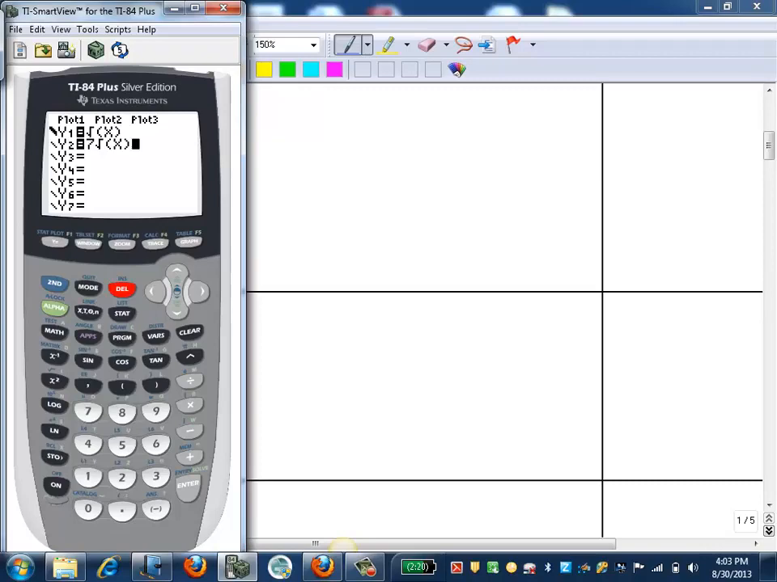Now I have as the parent function y1 equal to the square root of x, so that's our plain square root of x function, and then y2 is 7 times the square root of x. Again, I've got the standard viewing window, -10 to 10 on both axes. If I go and graph, there's the parent function, the bold, and there's the 7 times the square root of x. That's our new transform function. So you can see that it's been vertically stretched, or you might say it's narrower or steeper. So that's a vertical stretch by a factor of 7.